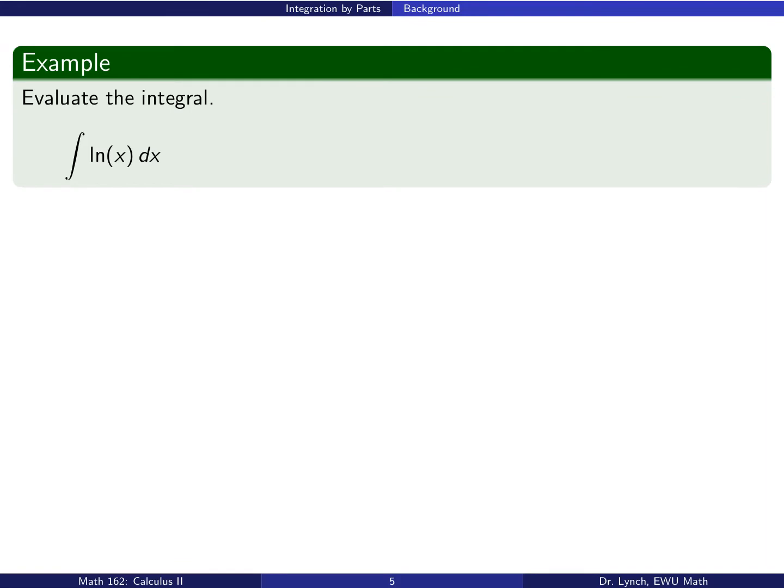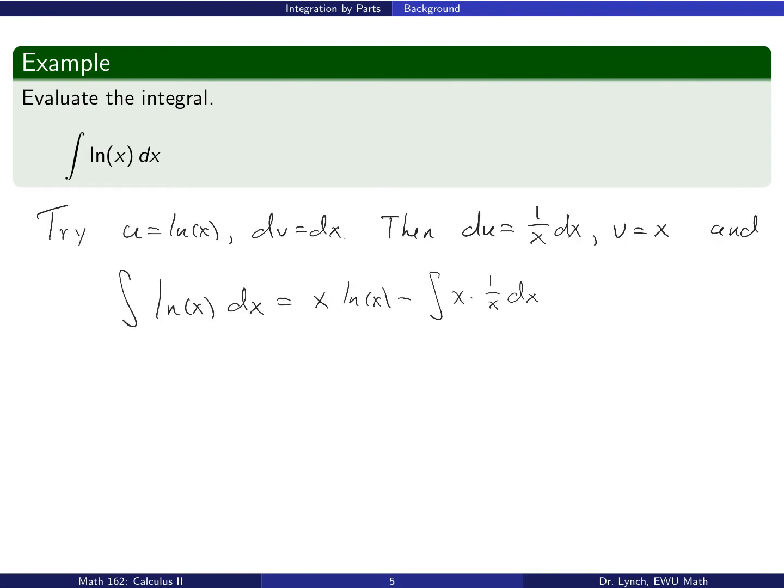Okay, a couple more examples. Here is an integral for which there's really no choice of u and dv, but we'll go ahead and make u the natural log function because we know how to take a derivative of that function. So here's integration by parts applied when u is the natural log of x, dv is dx. We can see that du is 1 over x dx and v is x. And the integral of u dv is u times v minus the integral of v du.